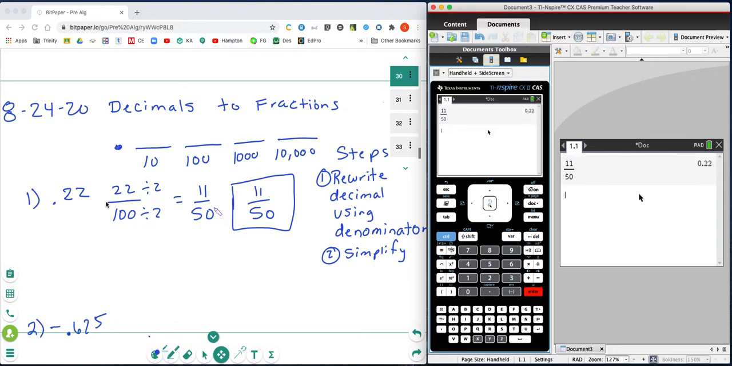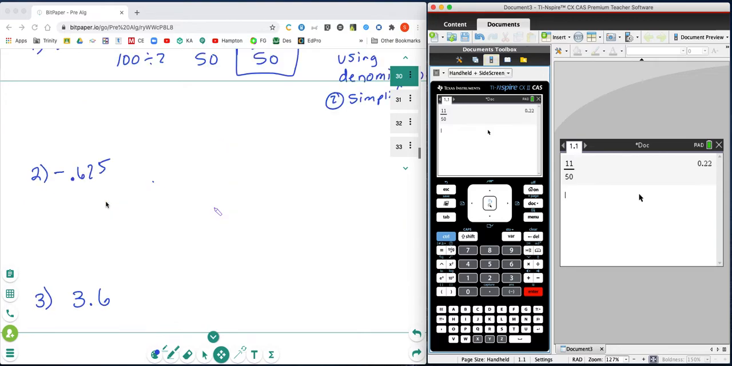Let's do another one. All right, so for this one, the first thing that I'm going to look at is my answer is going to be negative. How do I know that? Because our decimal is negative. That means our fraction is going to need to be negative. So now I'm going to count. I have 1, 2, 3 digits behind the decimal.